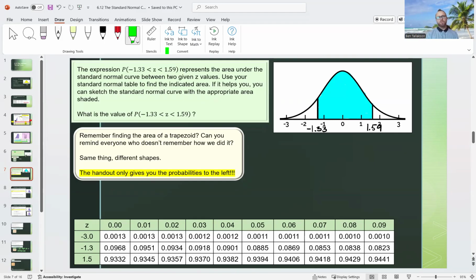If it helps you, you can sketch out a standard normal curve with the appropriate area shaded, just like I have here, and label it. Don't have to do this, but I think it might help, especially in this problem, because it's really about shapes. Okay, so let's talk about shapes for a second. Think back to the trapezoid. Do you remember how we found the area? Well, of course, there's a formula, but think about just the shapes. I think it looks something like this.